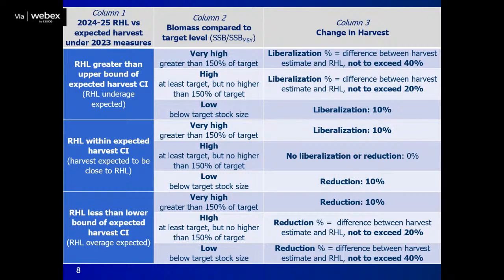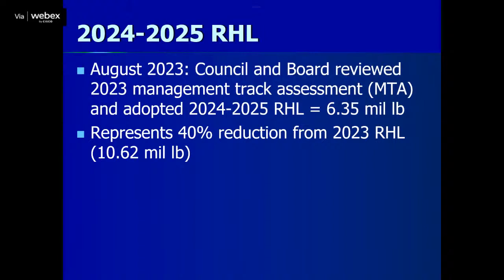So I'll walk through the application of this approach for summer flounder in the next few slides. But before getting too into the details of that, I do want to just recap a bit where we are with the 2024 and 2025 RHL for summer flounder and why it is so much lower than the 2023 RHL. As a reminder about the reductions that we are facing in the catch limits. So back in August, the council and the board reviewed the 2023 management track assessment and adopted a 2024 and 2025 RHL of 6.35 million pounds. And that represents a 40% reduction in the RHL from this year's RHL of 10.62 million pounds.